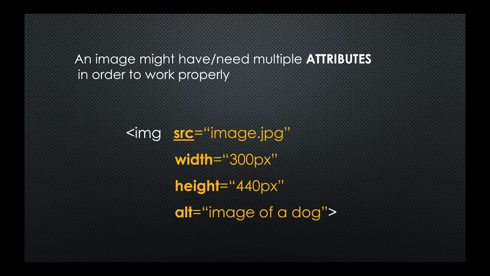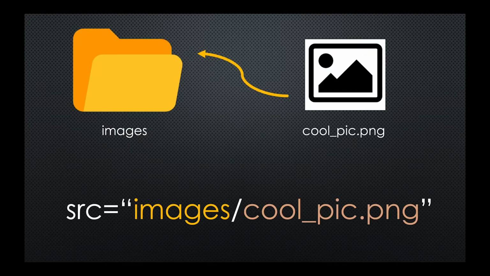An image will require multiple attributes. We already talked about source, and that one is crucial. Other attributes could be width, height, and alternative, or alt. For our purposes, we are going to be placing all our images inside of an images folder. In this case, the source needs to represent that.